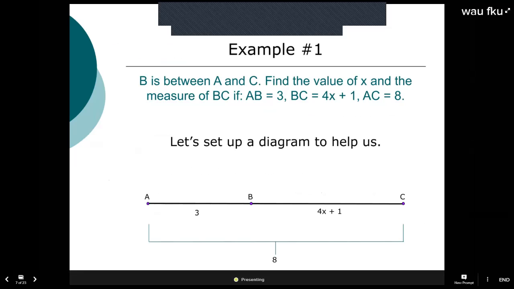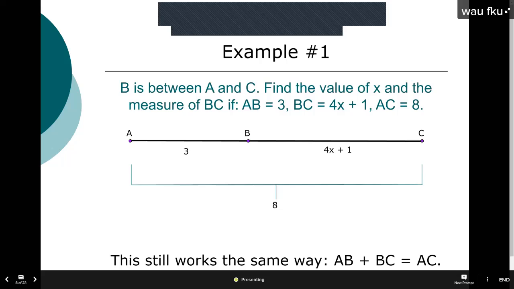Find the value of x and the measure of BC if AB, this piece here, equals 3, BC equals 4x plus 1, and AC, the whole thing, equals 8. So I went ahead and gave us a diagram to help us. We can see visually everything. Now, nothing has changed in that this piece plus this piece still gives us the whole, still gives us that 8. The difference now is we have this other piece here. So we have to figure out those things. And this is where I start losing students every year.